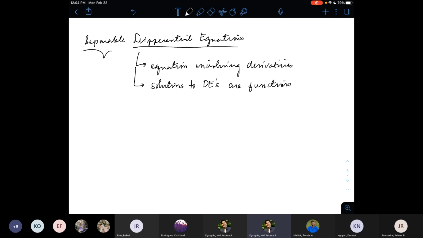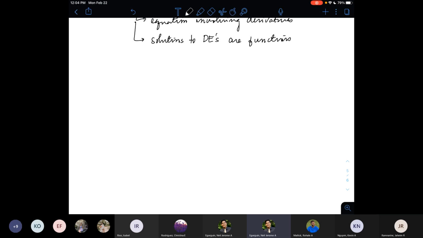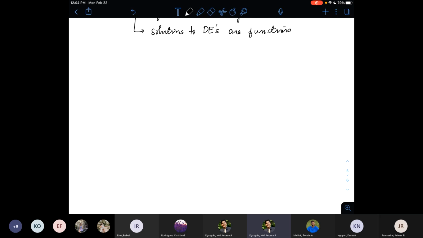And then separability simply means that if your differential equation involves two variables, you can separate them into the two sides of the equation. All that involves one of the variables will be on the left-hand side, and all those with the other variable will be on the right-hand side. As I mentioned earlier, a nice example of a separable differential equation is this: dp over dt equals kp, right? Here the variables are p and t, but p is a function of t.